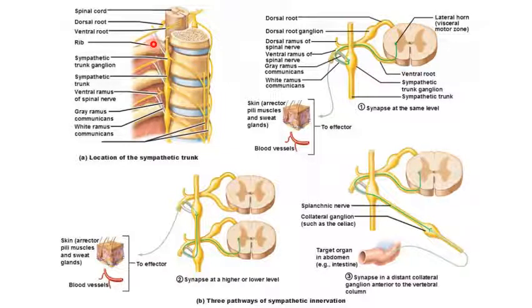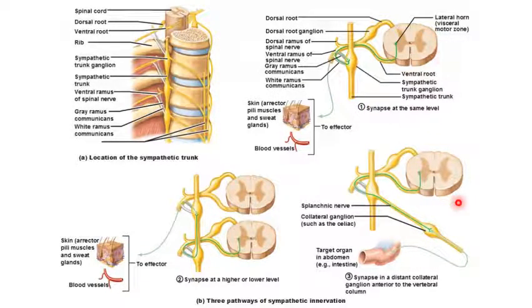White ramus communicans travels into the sympathetic chain ganglion and it carries preganglionic axons. The gray ramus communicans travels out of the sympathetic chain ganglion and it carries postganglionic axons. And then you can also see some more nerves exiting from the sympathetic chain ganglia, traveling forward across the vertebrae. So if you have a sympathetic preganglionic axon that is just traveling straight through the sympathetic chain ganglia, traveling to a collateral ganglion or the adrenal medulla, it would be traveling in one of these nerves.